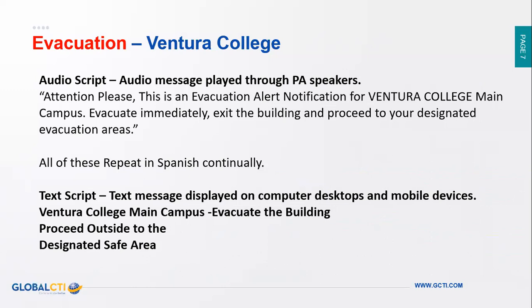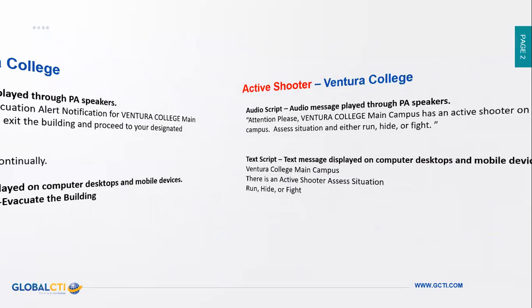Ventura College main campus, evacuate the building. Proceed outside to the designated safe area. You can read that text on any of those endpoints. Please note that where it says Ventura College main campus, if this was an alert for East Campus, it would say Ventura College Santa Paula East Campus, so as not to confuse the east side of main campus. A couple folks had made that distinction, and we wanted to make sure you knew that.